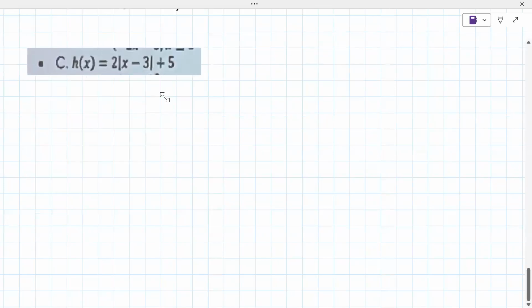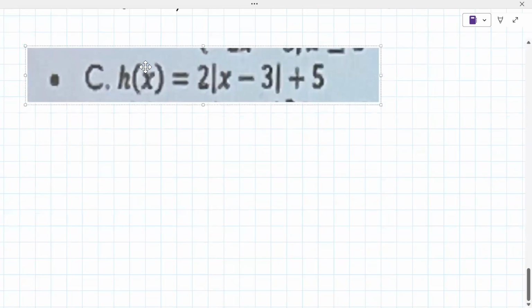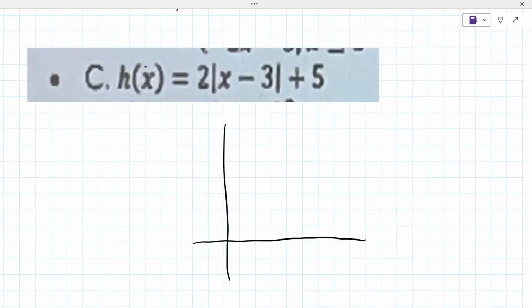All right, so C is an absolute value equation. You'd really like to find the vertex of it, like where it starts. The vertex would be 3 comma 5. Yep. So let's call that 3, 5. It opens up.